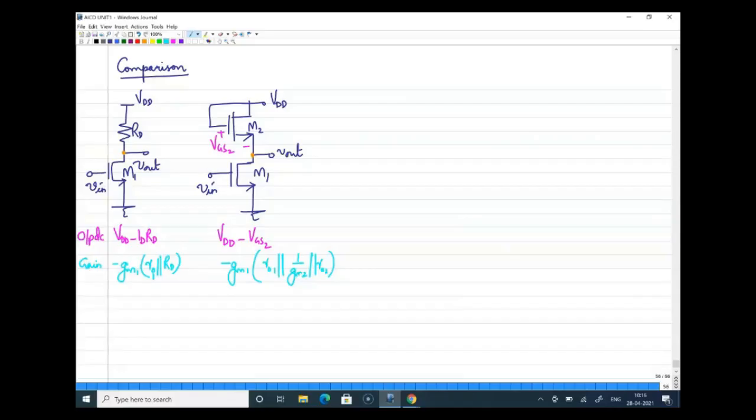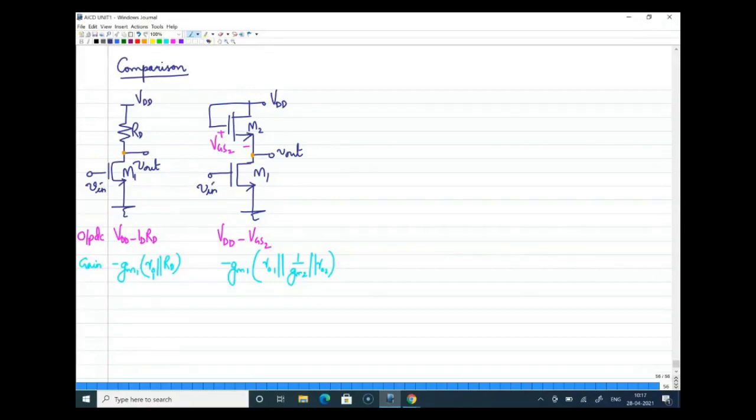R01. You can neglect R0 and write it as minus GM1 by GM2 also, right? So let me write this. In this case, I'm considering all with channel length modulation.